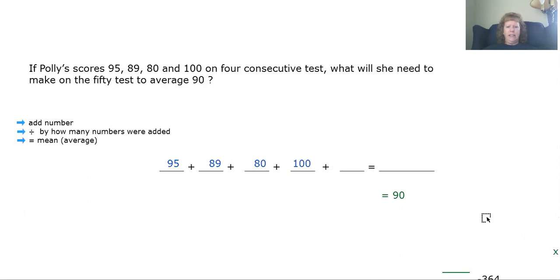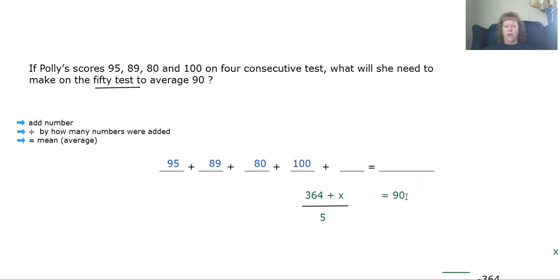So 364 plus x, 364 plus the unknown, divided by how many numbers were added. So we're looking for 5 numbers. So we're going to divide this by 5. And that will equal 90.